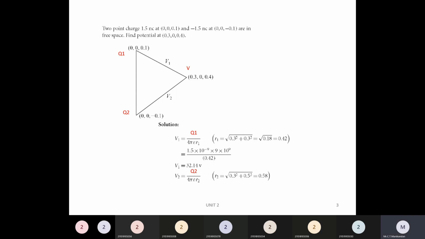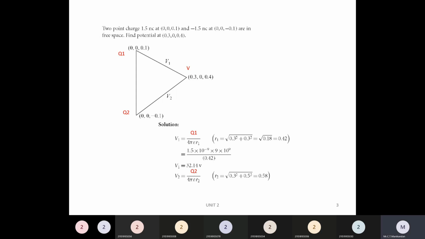Here you will get 2 potentials: one because of charge Q1, and another because of charge Q2. If you add the 2 potentials, that will be the final value. So individually we have to find V1 and V2, and later we have to add both potentials.